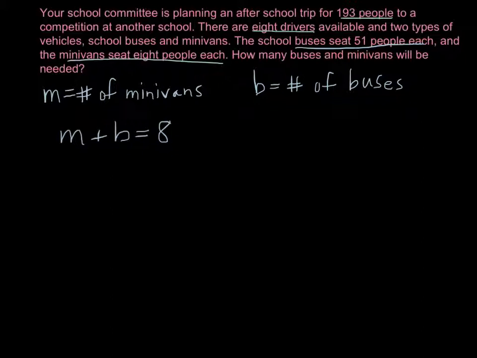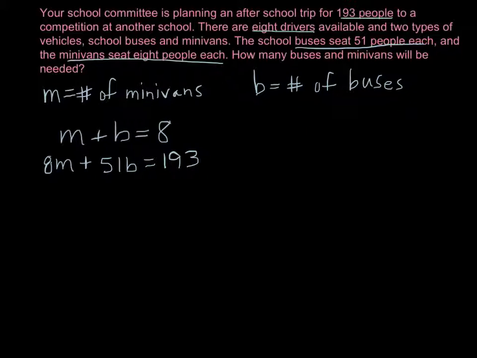Here we go. We've got 51 on a bus, plus we get 8 on each minivan, equals a total number of people of 193. Now, how are we going to solve this? At school, I'm going to let you solve this on the calculator. But at home, if you don't have a calculator, we have to solve it another way.